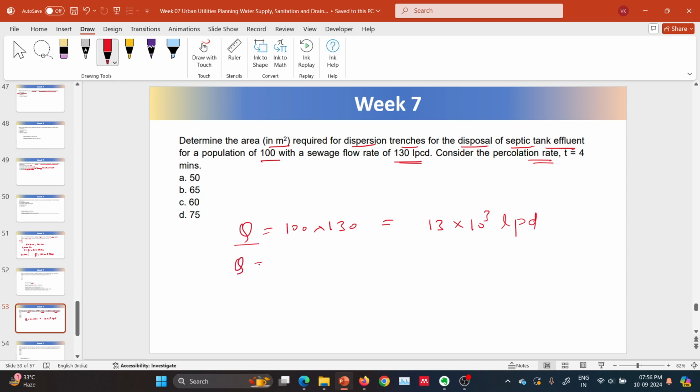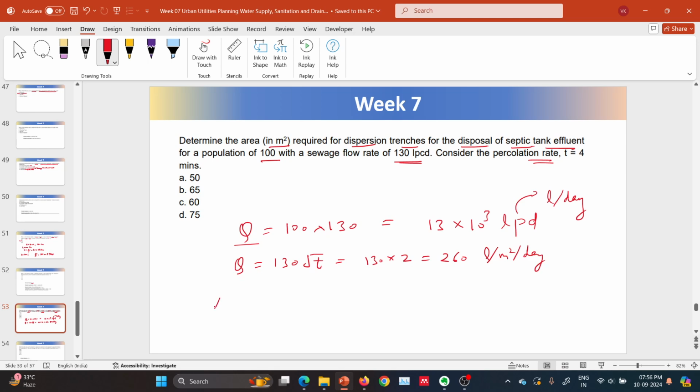And we have one more formula: percolation rate is 130 under root T. The percolation rate is 4 minutes, so T is 4 here. So 130 into 2, that is 260 liters. The unit is liter per meter square per day, or we can write it as liter per day.